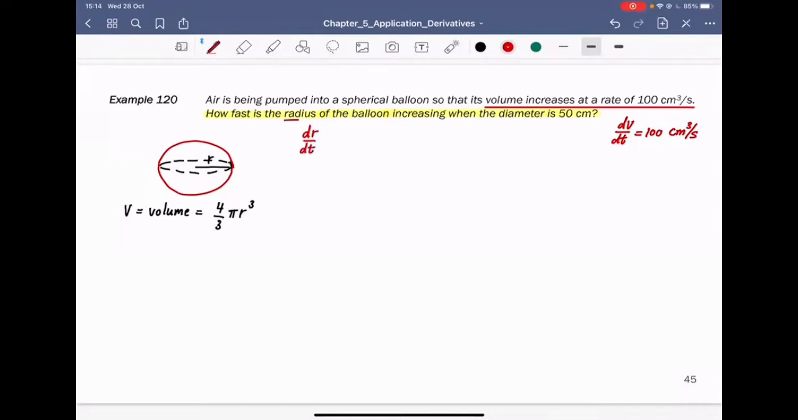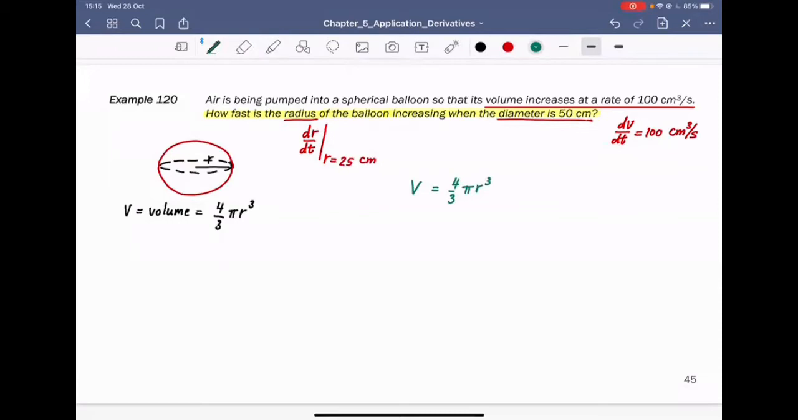So you need how fast the radius changes when the diameter is 50. That means when r is equal to 25. Does it make sense? Because the diameter is 50, so the radius is 25. So this is what you want. And you can see this question is super easy because you already have V equal to 4/3 pi r cubed, sorry, not r squared.